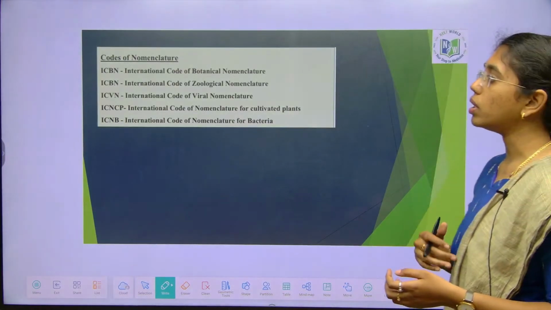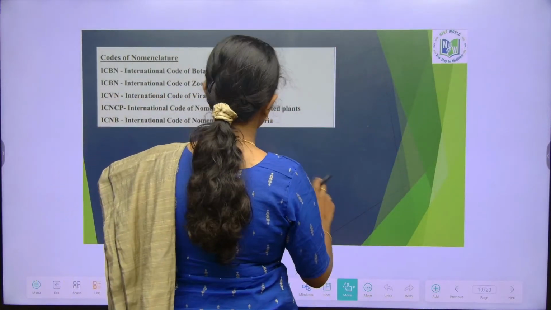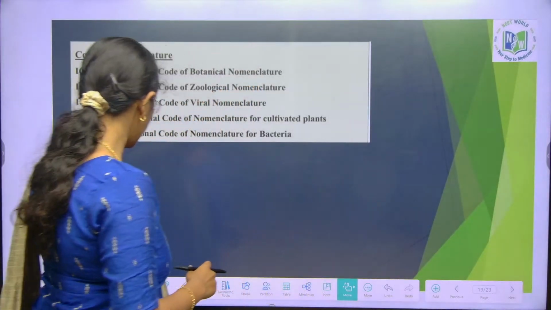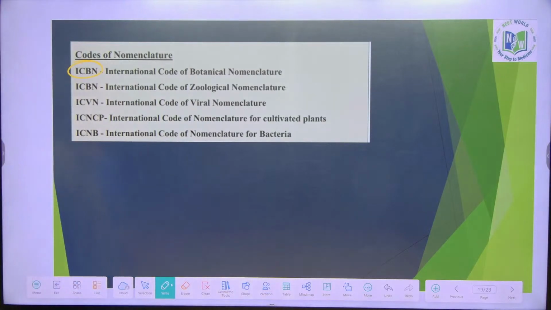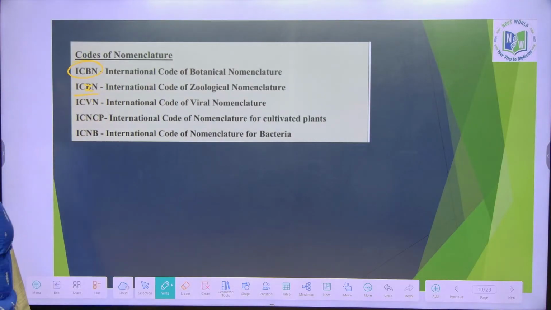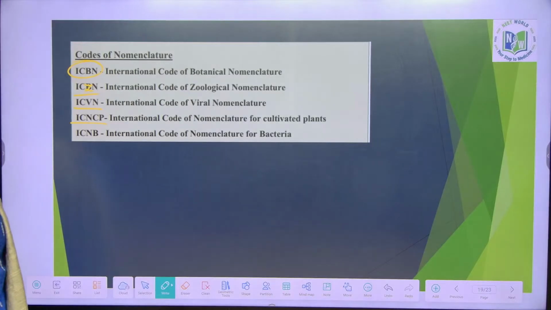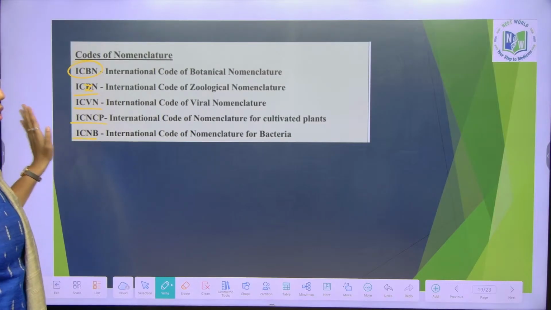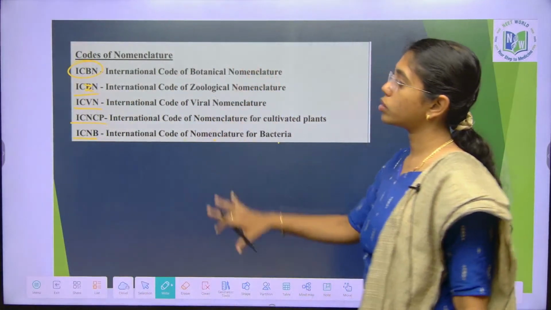Now, we need to know about the standard codes of nomenclature. Sometimes you will get questions as abbreviations. ICBN is the International Code of Botanical Nomenclature. ICZN is the International Code of Zoological Nomenclature. ICVN is the International Code of Viral Nomenclature. ICNCP is the International Code of Nomenclature for Cultivated Plants. ICNB is the International Code of Nomenclature of Bacteria. You got it? These are the codes of nomenclature.